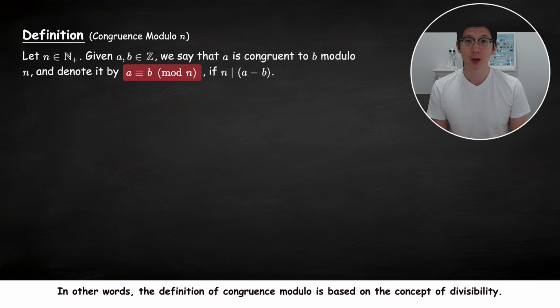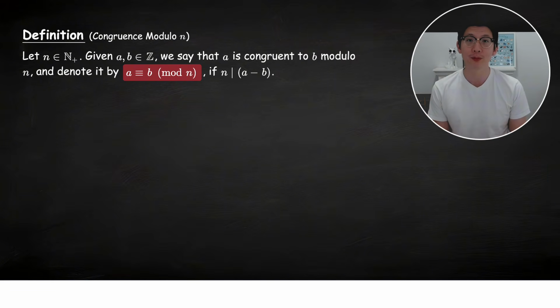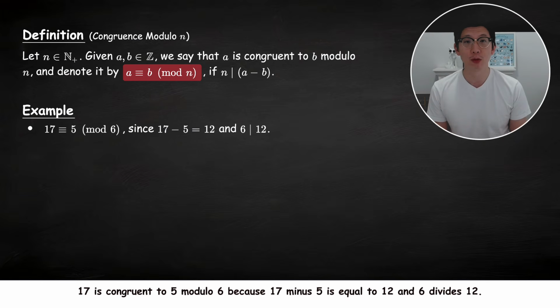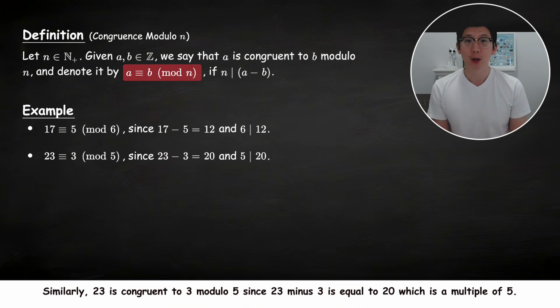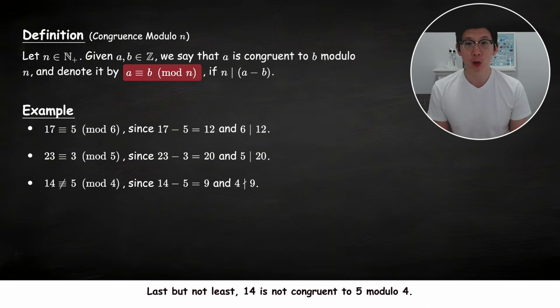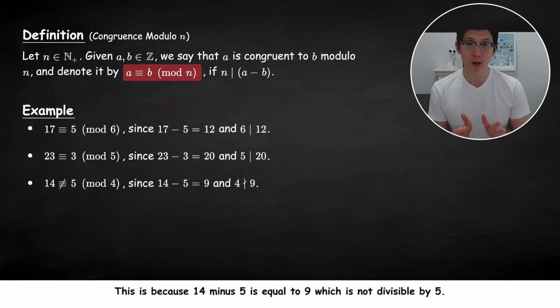In other words, the definition of congruence modulo is based on the concept of divisibility. Let us look at a few examples. 17 is congruent to 5 modulo 6 because 17 minus 5 is equal to 12 and 6 divides 12. Similarly, 23 is congruent to 3 modulo 5 since 23 minus 3 is equal to 20, which is a multiple of 5. Last but not least, 14 is not congruent to 5 modulo 4. This is because 14 minus 5 is equal to 9, which is not divisible by 4.